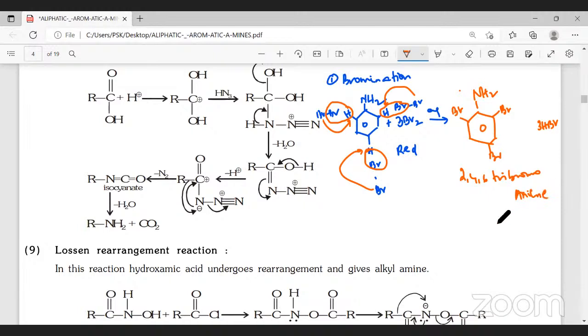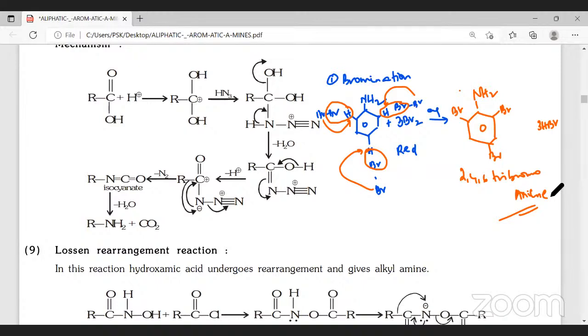This is bromination. So when aniline is treated with aqueous bromine, the orange-red color of bromine gets decolorized. This is a white-colored solid. This reaction is used as a qualitative test for aromatic amines. Now, monohalogenated derivatives of aniline or aromatic amines are prepared using the following sequence. See, this is a trihalogenated aromatic amine.